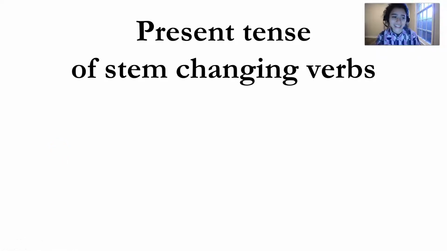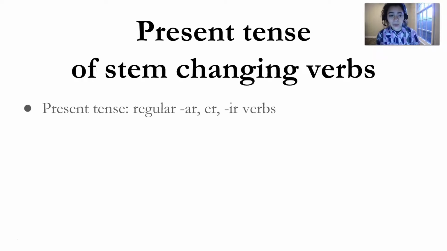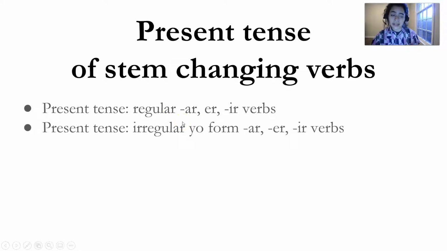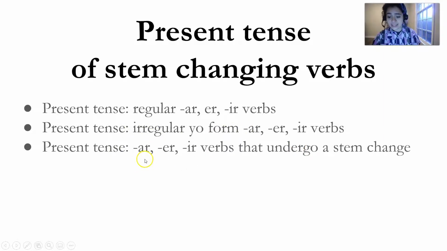Hola clase. So we're going to see today our new topic, which is present tense. We're still in the present tense, but now we're going to see the present tense of stem changing verbs. As a reminder, we already have seen the present tense and its uses, and we know how to conjugate regular AR, ER, and IR verbs in the present tense. Also, we already have studied how to conjugate verbs that have an irregular yo form. And today we're going to see the present tense of AR, ER, and IR verbs that undergo a stem change.